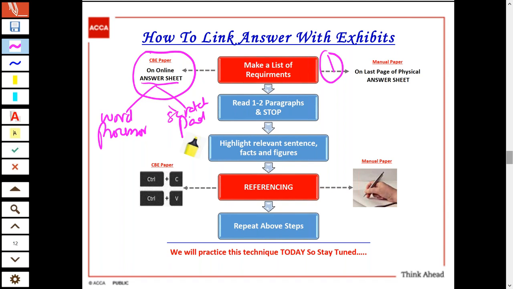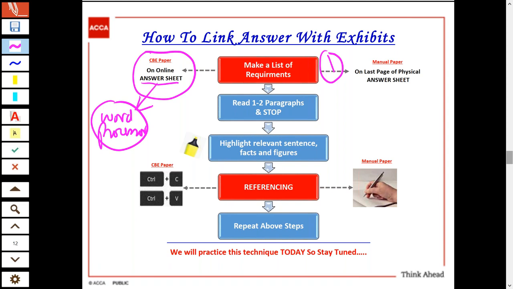So we will not be using the scratch pad because when you copy paste material from scratch pad to the word processor, all the formatting is lost. Okay, so we will just use the word processor, and I will show you on the word processor. You will quickly copy paste the requirements on the word processor.